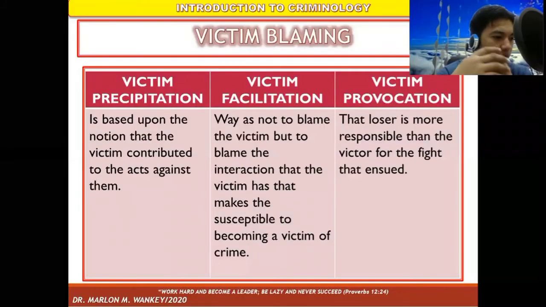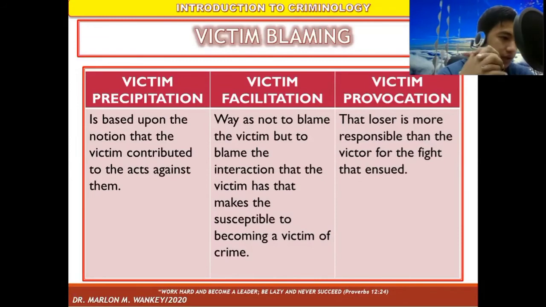Victim precipitation is also a criminology theory that analyzes how victims' interaction with the offender may contribute to the crime being committed. Okay? So the notion here is merong contribution si biktima. Meron siyang ginawa kung bakit siya nabiktima. Yan yung notion dito sa victim precipitation.